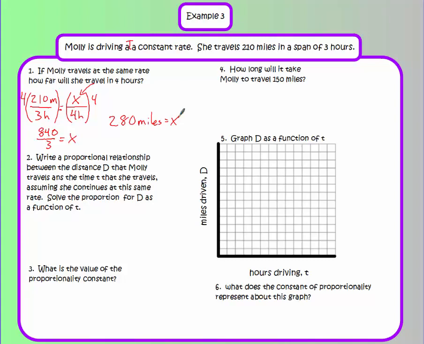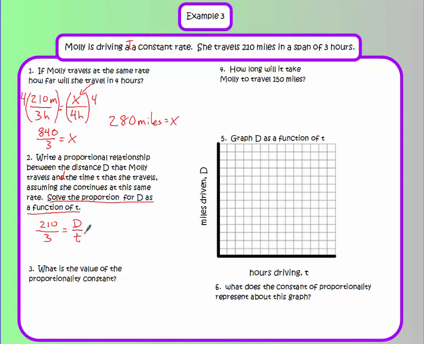So write a proportional relationship between the distance d that Molly travels and the time t that she travels, assuming she continues at the same rate. Solve the proportion for d as a function of t. This is a fancy way of saying solve the proportion for d. That means d equals a bunch of stuff and it has a t in it somewhere. Okay, so first let's write this proportional relationship between the distance and the time. So the things I know are 210 over 3. 210 miles in 3 hours, and that is the distance over time.